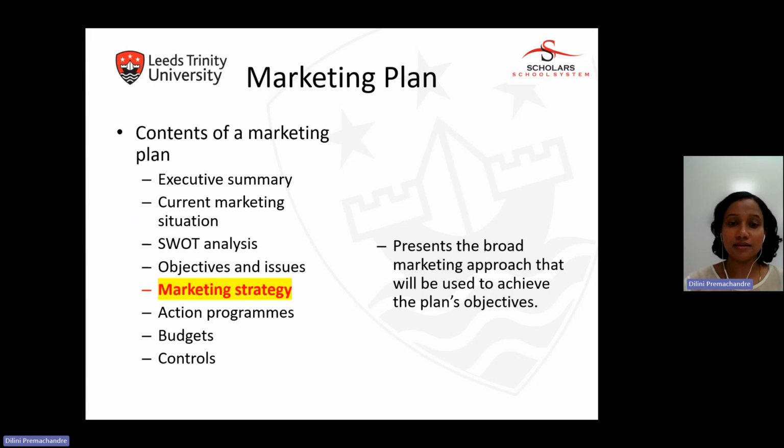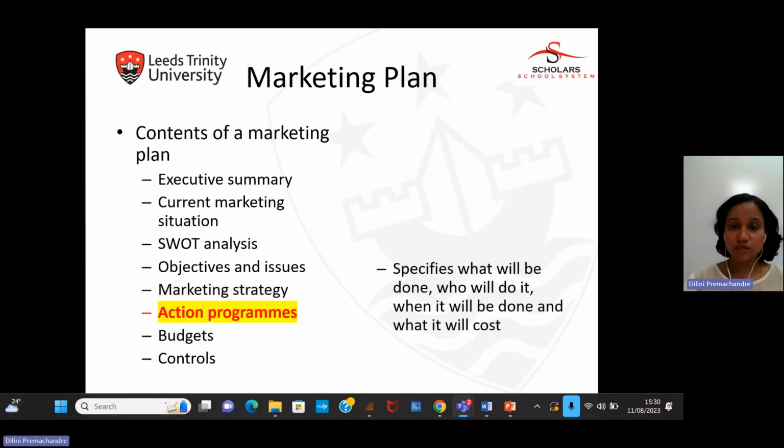And then the action programs. Under action programs, you will be explaining specifically what you are going to do to achieve these things, and what your action plan is, basically. When you are going to do it, how you are going to do it. So step by step, what you will do and how you're going to do that. So that is the action program.